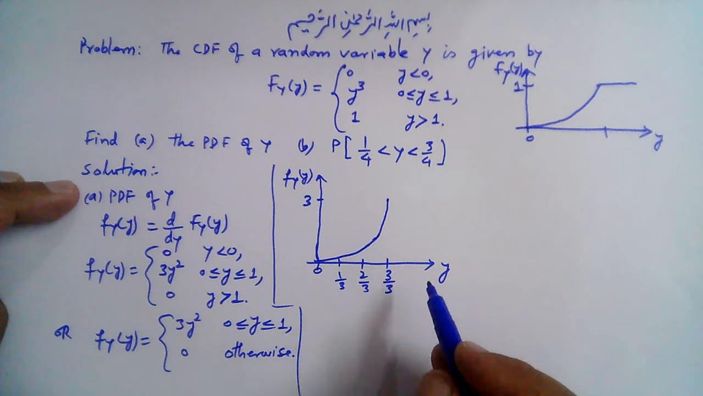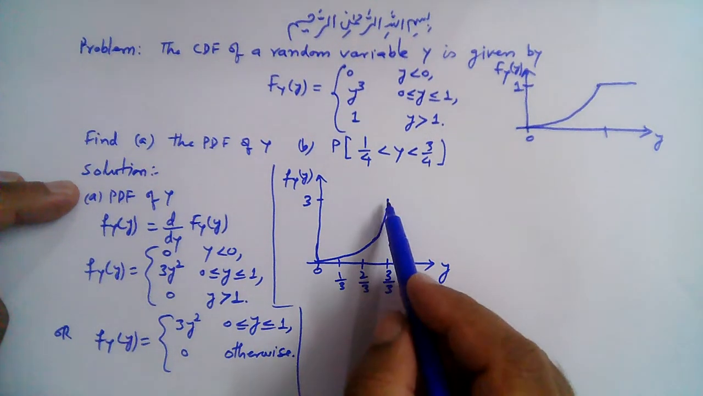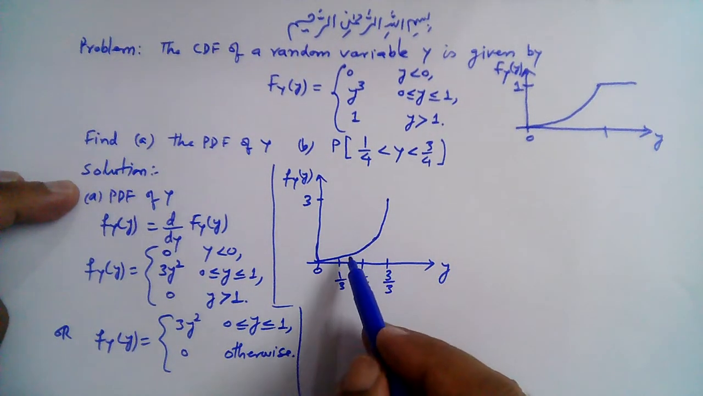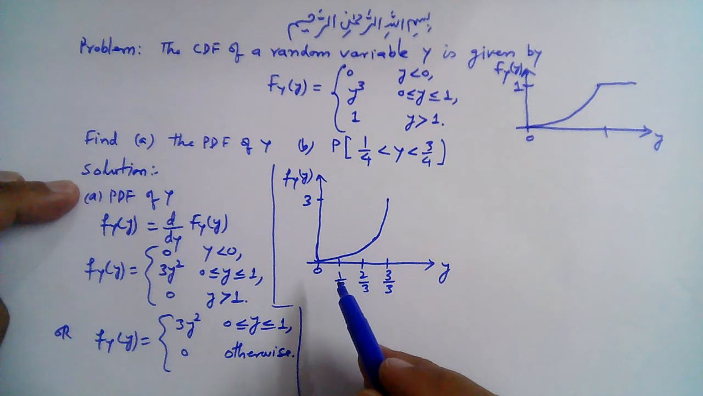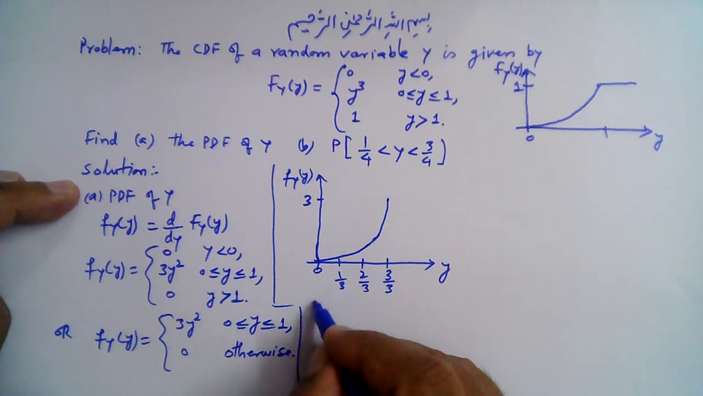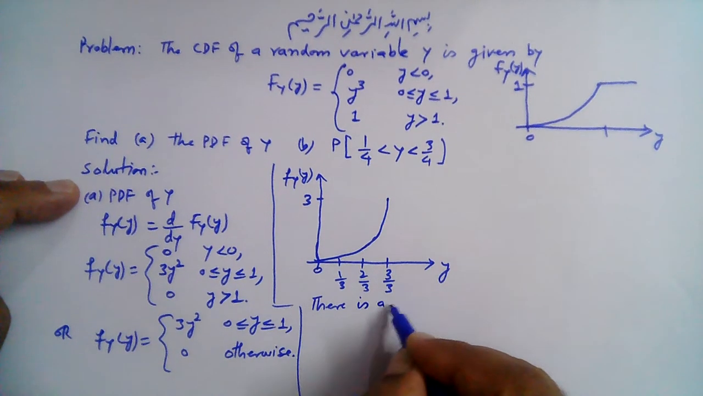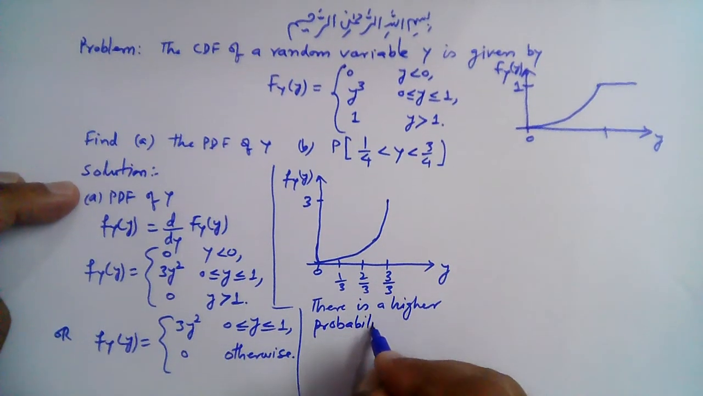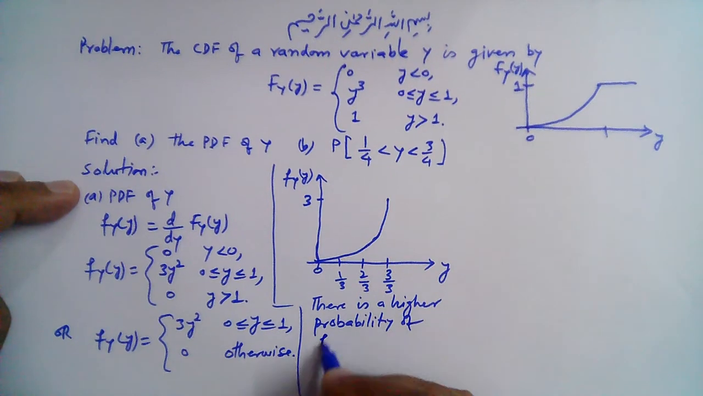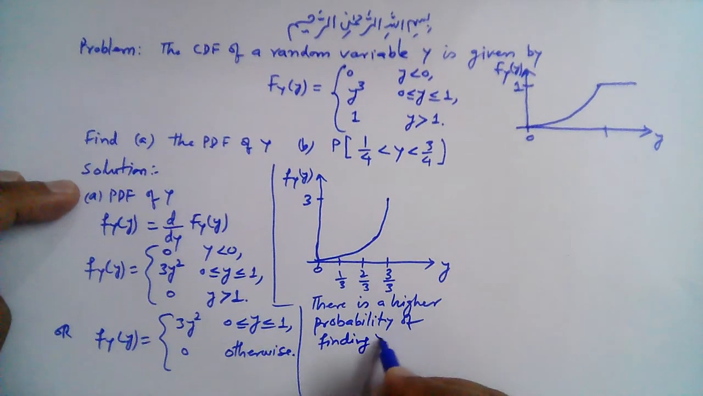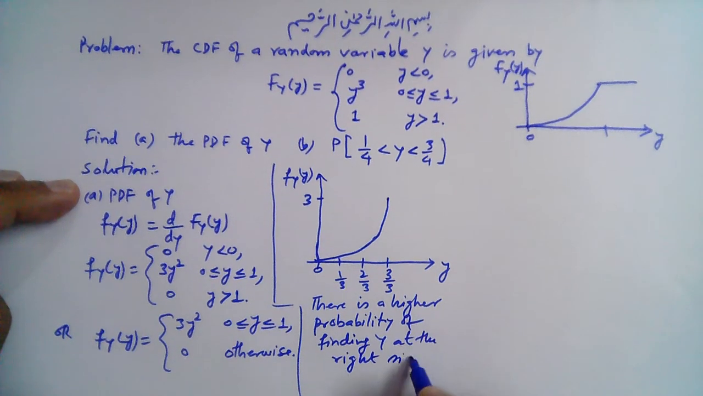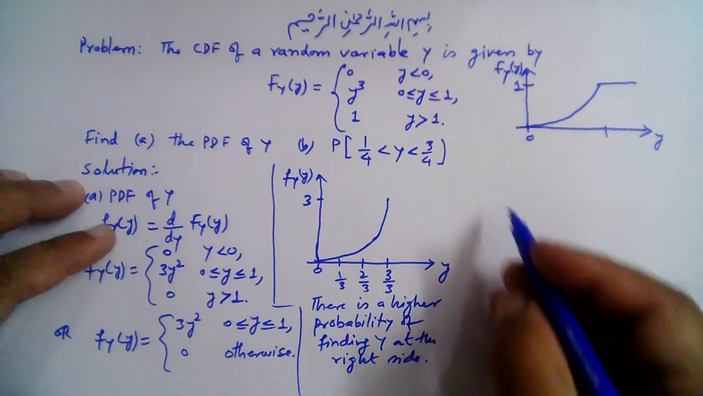So the graph of f_Y(y) has a higher value on the right side here. The density is higher for these values. This means that there is a higher probability of finding y, the random variable, on the right side of the graph.